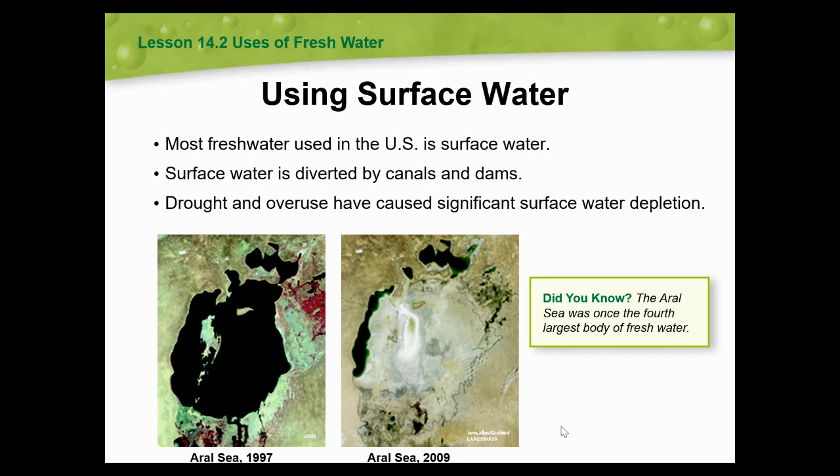So this is an image of the Aral Sea. So in 1997, all this black area here is the Aral Sea, and you can see that a lot of that area has dried up by the time we get to 2009. The Aral Sea was once the fourth largest body of fresh water worldwide, and it has been dried up mostly because the water was being used for irrigation. In addition to it being times of drought and that overuse happening at the same time, the result is these dramatic changes in how much is available.